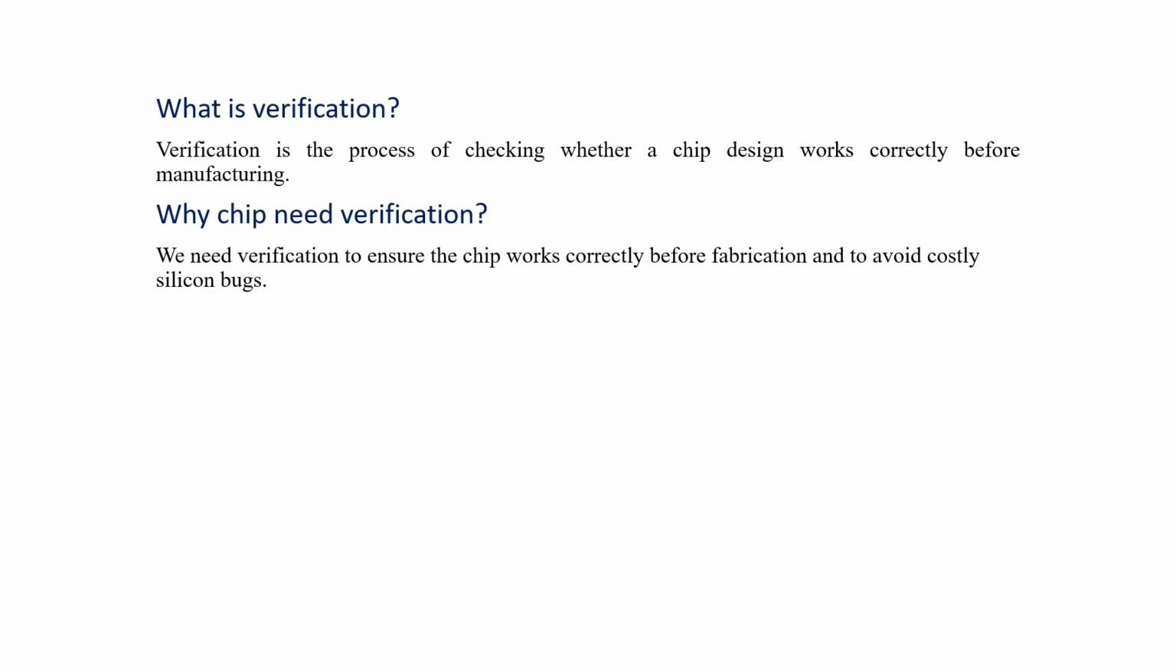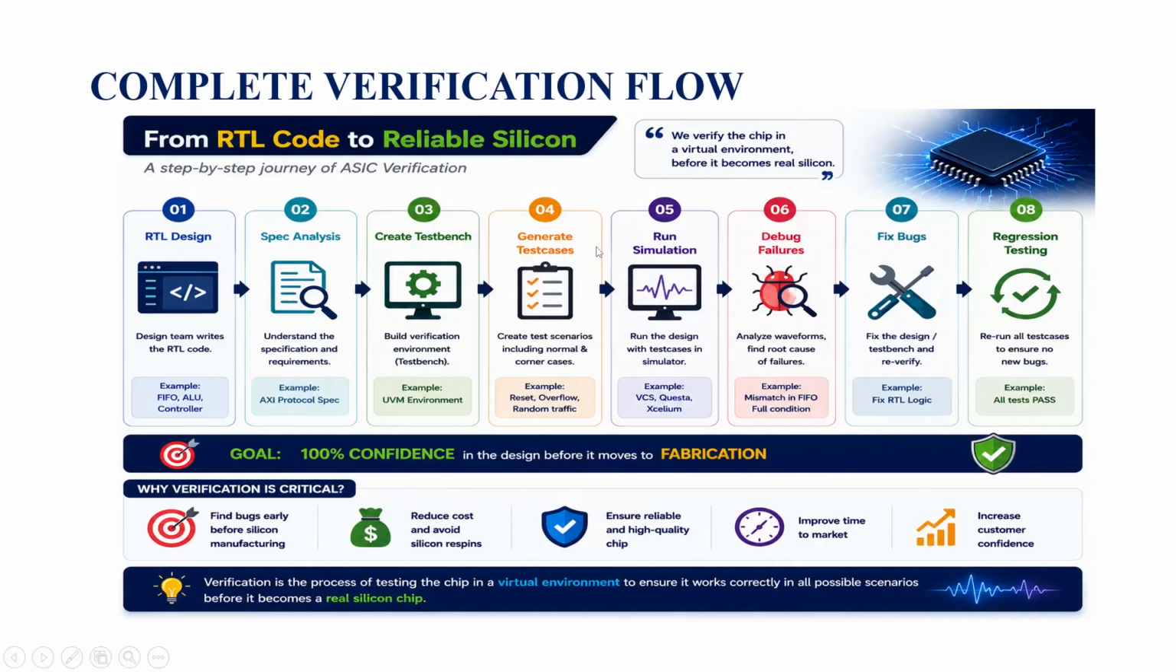So now we understood what is verification and what is the need in the chip manufacturing process. So let's begin the verification flow. It is a complete verification flow from RTL code to reliable silicon. First thing, RTL design. RTL means register transfer level, where in this code we get the functionality of the design: what features are supported, and all the requirements needed for the design, everything will be there in the design. Now we have the RTL design.